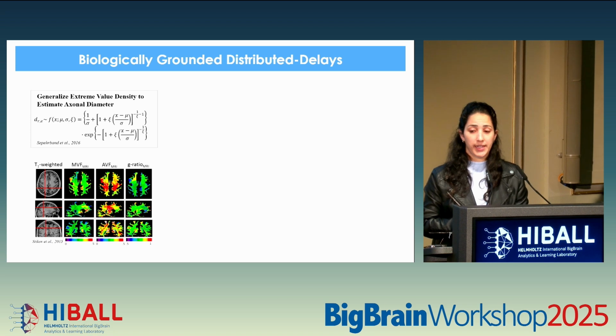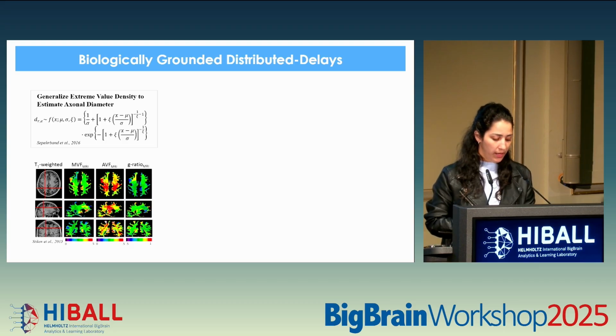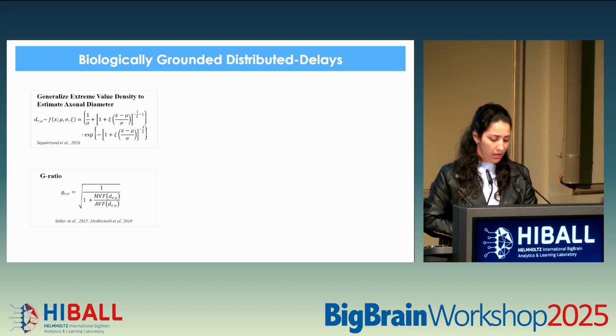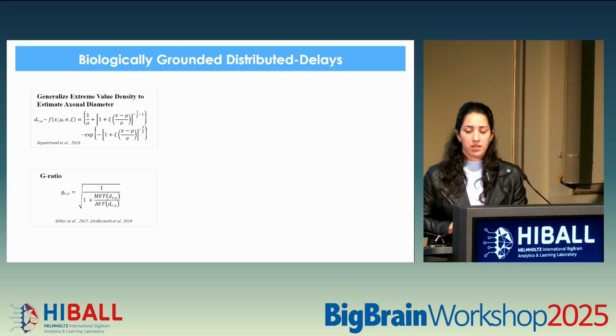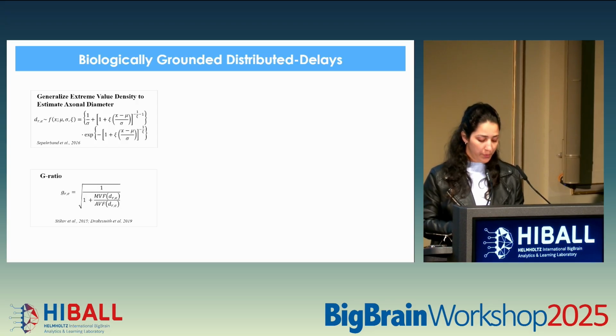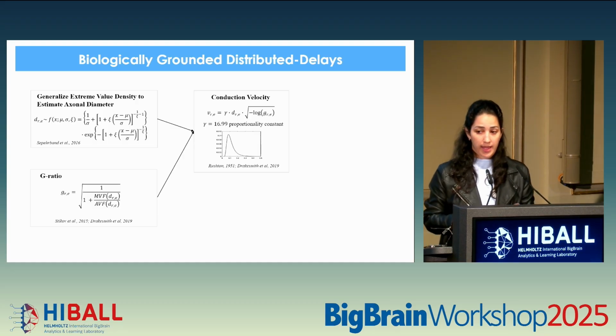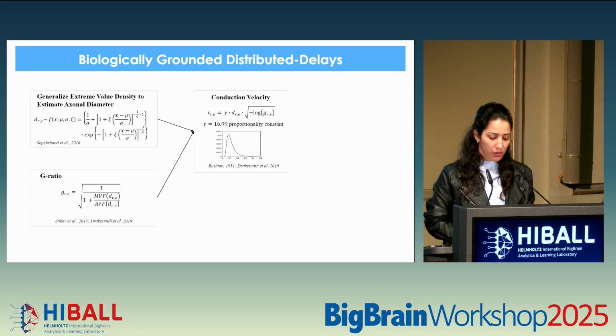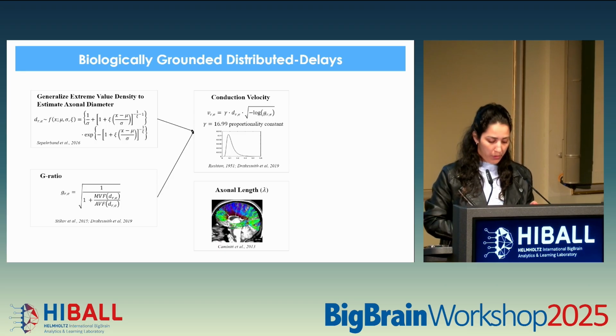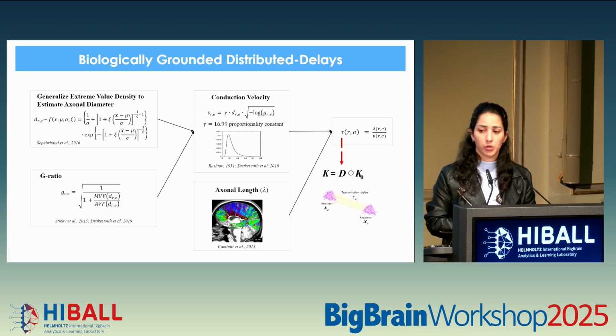After that, for the G ratio, we took some data from previous work from T1 and diffusion weighted imaging. With the G ratio and the axonal diameter information, we were able to compute the conduction velocity of the signals. So, including the conduction velocity and the length of the axon extracted from tractography, we will finally be able to compute the distributed delays.